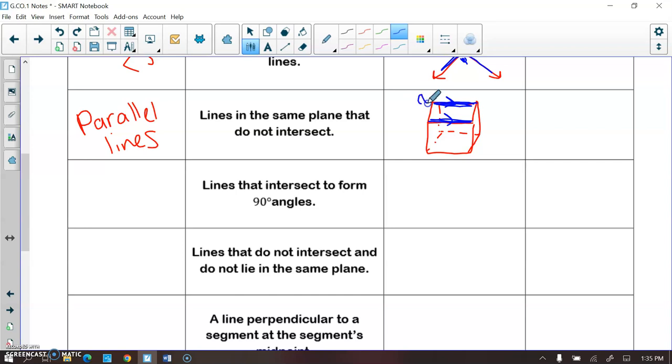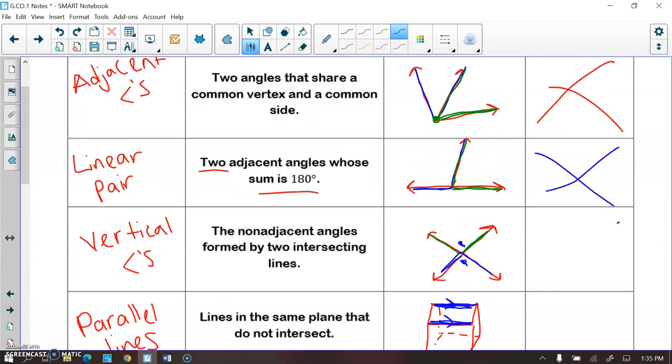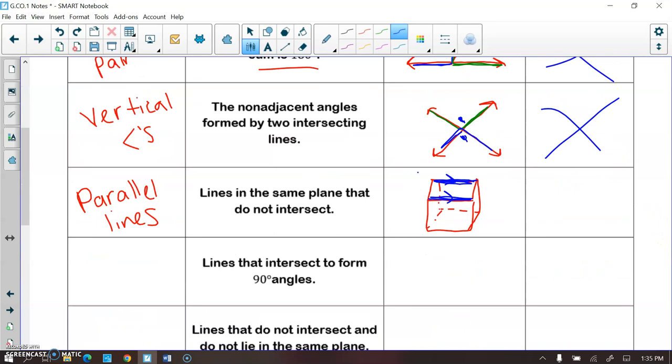I didn't give you a notation for the last couple, but for this one, I'm going to give you a notation. You would say that segment AB is parallel, and parallel is just two parallel lines drawn, to segment CD.